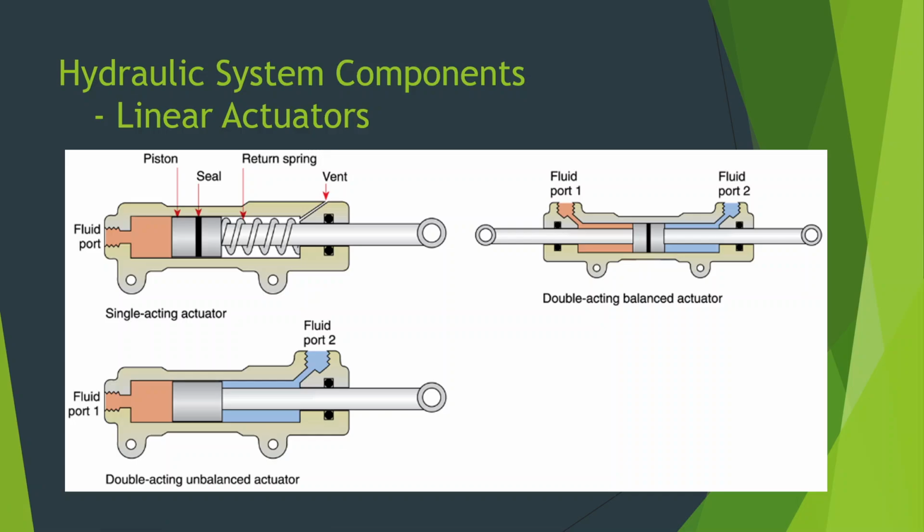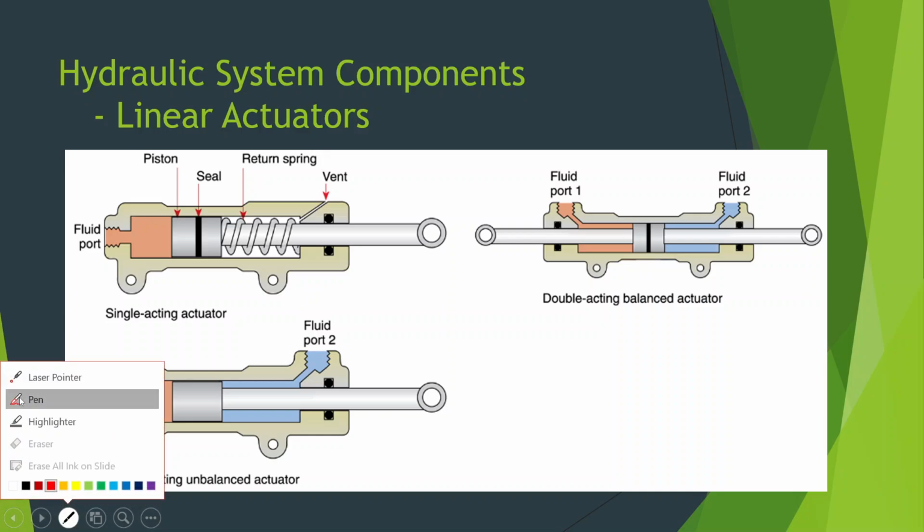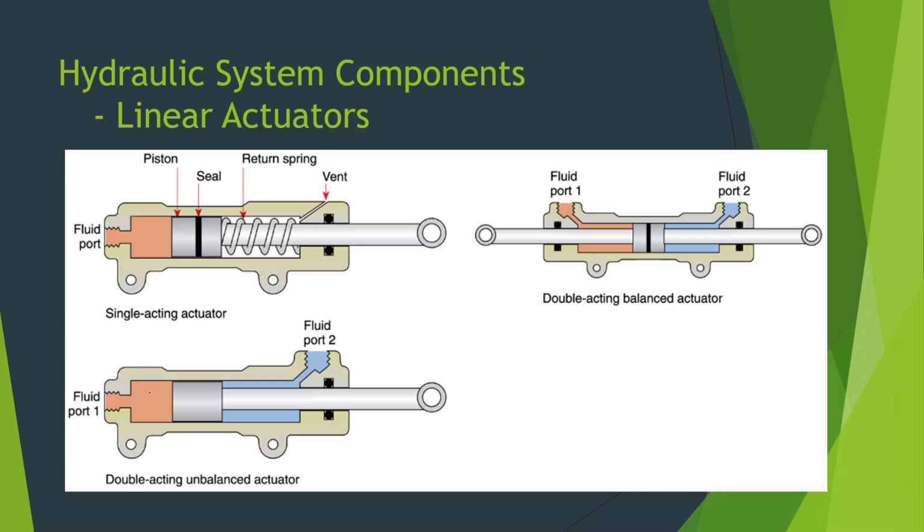So this bottom one here is a double acting, but it's unbalanced. And the reason it's unbalanced is on the left side, the fluid is pushing against the entire surface area here. So our fluid is able to push against the entire surface. It's really hard for me to do this looking at a screen, but we can go across the whole surface. So great arrows there.